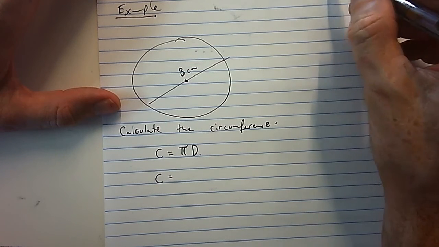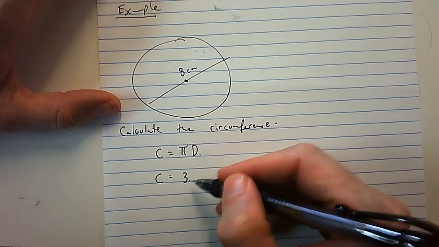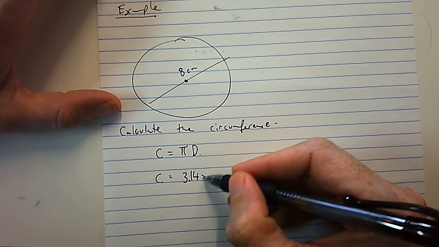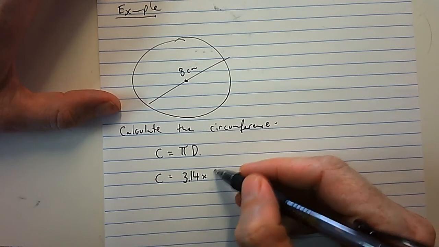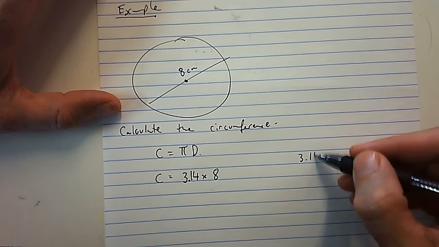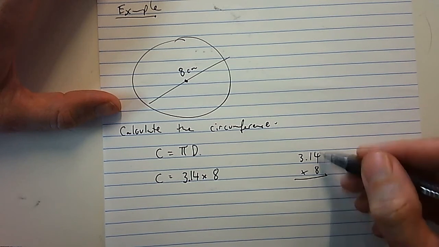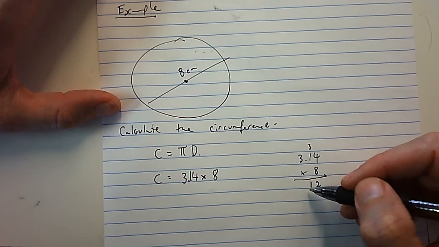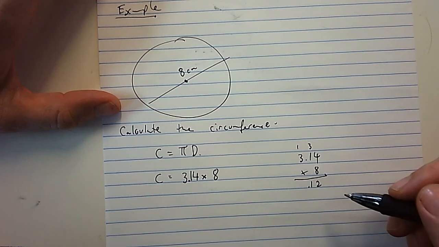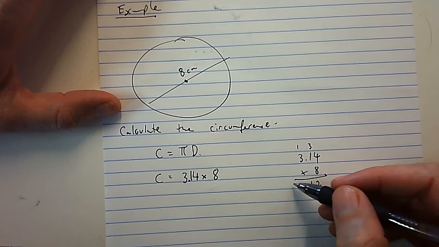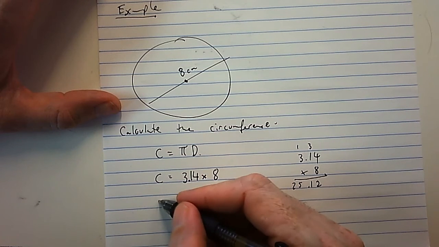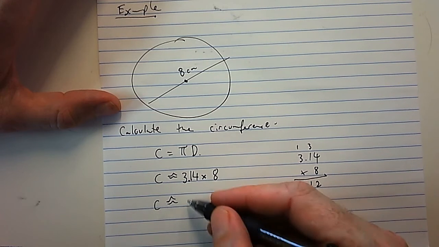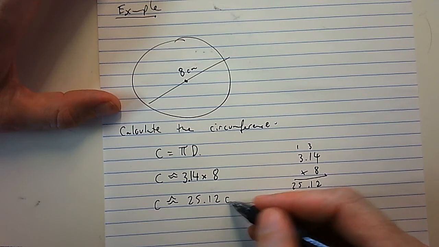So I can say 3.14 if I was going to work it out as a decimal, 3.14 multiplied by the diameter, which is 8. So I might just do some side work in here. 3.14 times 8. 8 4s are 32. 8 1s are 8, plus 3 is 11. 8 3s are 24. So we end up with 25.12. So the circumference of a circle is approximately equal to 25.12 centimeters.